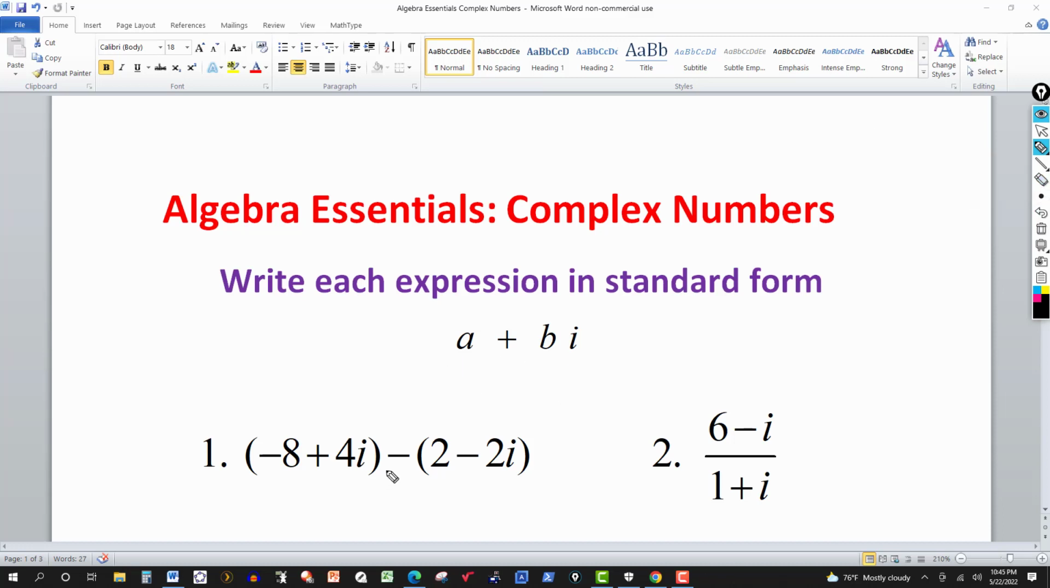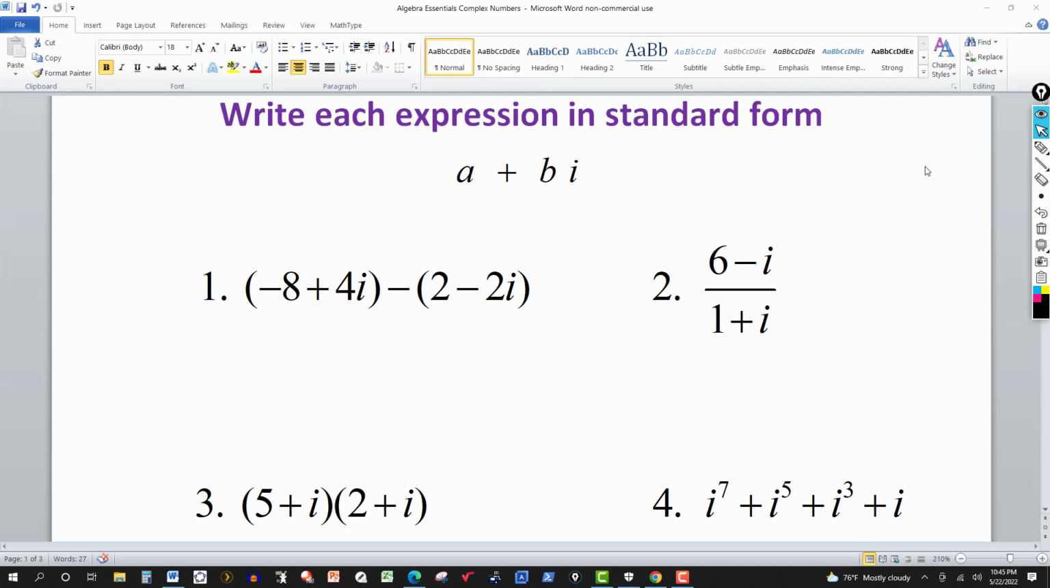Now if you're adding or subtracting complex numbers, those are pretty straightforward. It's no different than just adding or subtracting polynomials. Treat the i just like an x and follow the same rules you would if you had -8 plus 4x minus, in parentheses, 2x. The only time you have to be careful is when you have a square. When you have the i taken to a power, then you have to be careful: does it give me -1, does it give me a 1, and so forth.